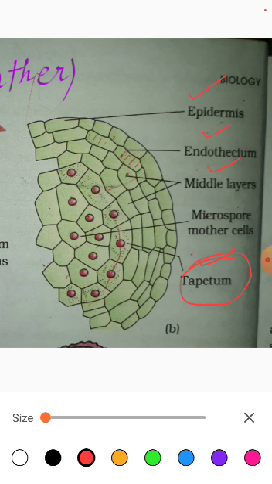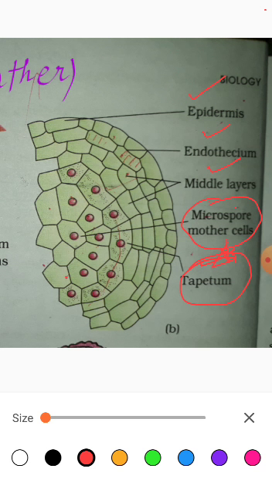They protect the anther. But the tapetum is a very special layer because it provides nourishment to microspore mother cells and also to the pollen grains. It has dense cytoplasm and it has more than one nucleus. Then on the inner side we have compactly arranged cells. These are labeled as microspore mother cells.